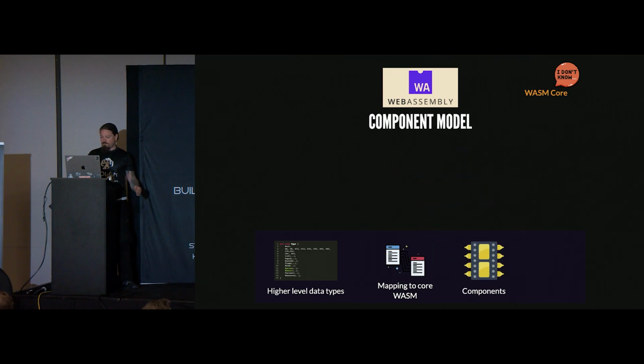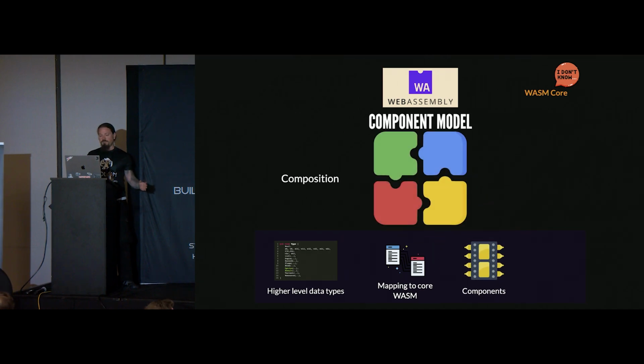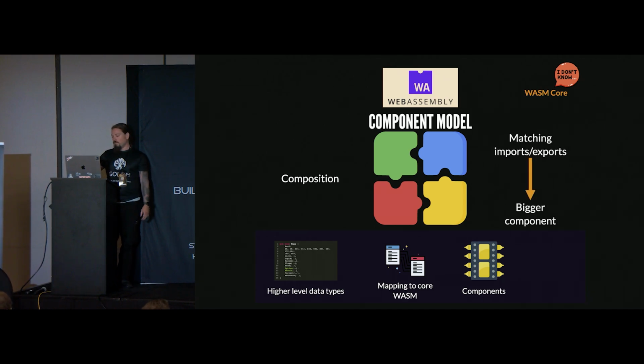A very nice thing in the component model is that it also defines composition of these components. So if you have matching imports and exports in two components, you can construct a bigger component out of them, and that eliminates these matching imports and exports, only leaving the rest on the bigger component.